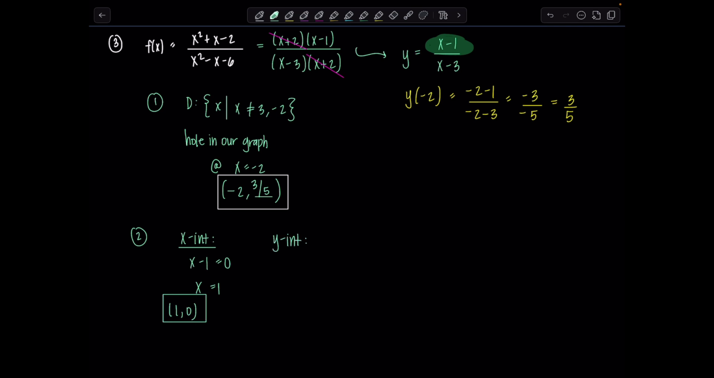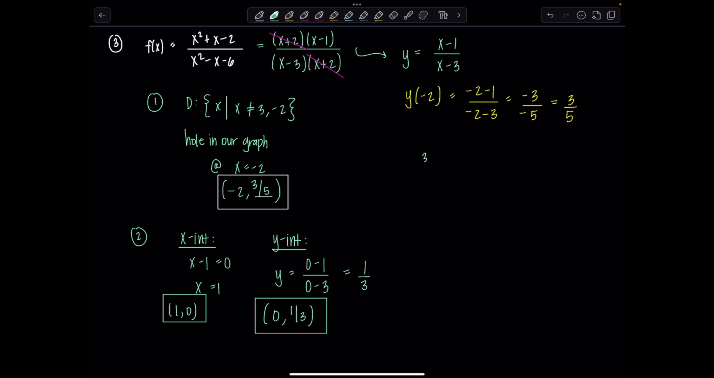Y-intercept, I'm going to plug in 0 for x. Plug it in, yes, to this reduced one. If you did it here, you'd get the same thing, but use the easy one. Make life nice on yourself. It's hard enough already, right? So why don't do things the harder way? Negative 1 over negative 3 is positive 1/3. So y-intercept is (0, 1/3). Okay, I love it. I love it so much.